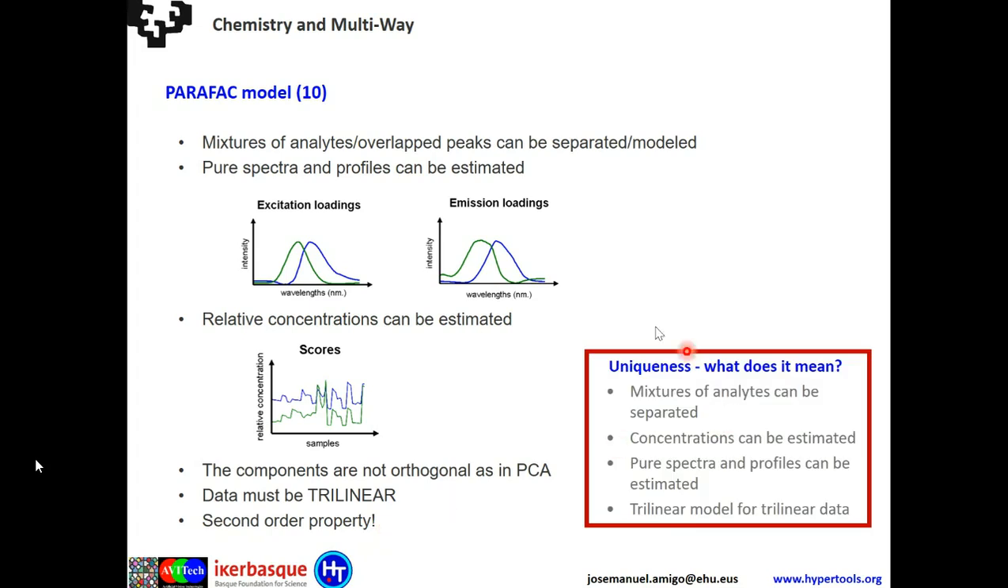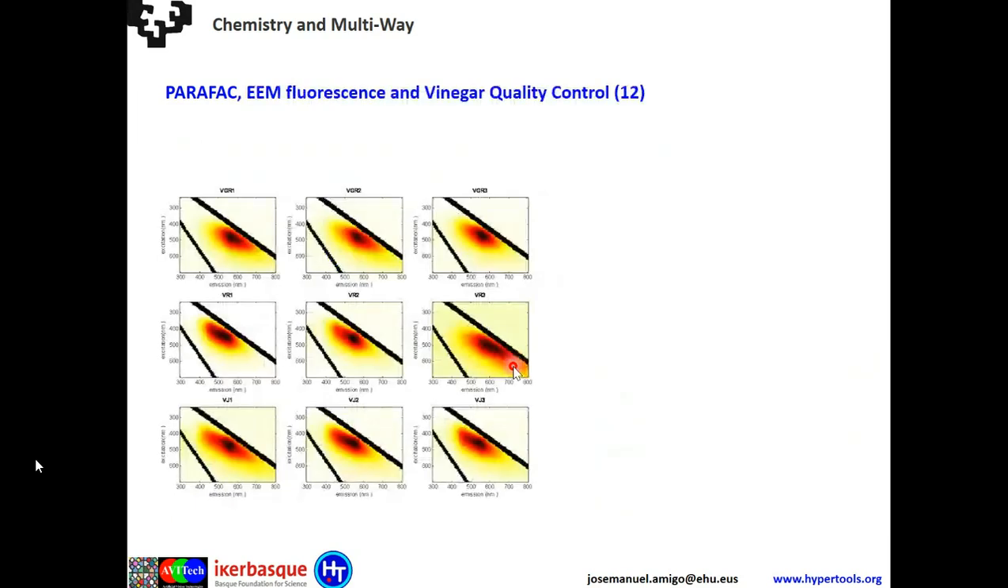That means that our answer, under certain constraints, is unique, so we can solve the mixture of analytes. We can estimate something called relative concentrations. They are not absolute concentrations, but relative concentrations. That means these scores. And we can also estimate the pure spectral profiles, but now in two dimensions, differently to MCR where we only have one dimension.